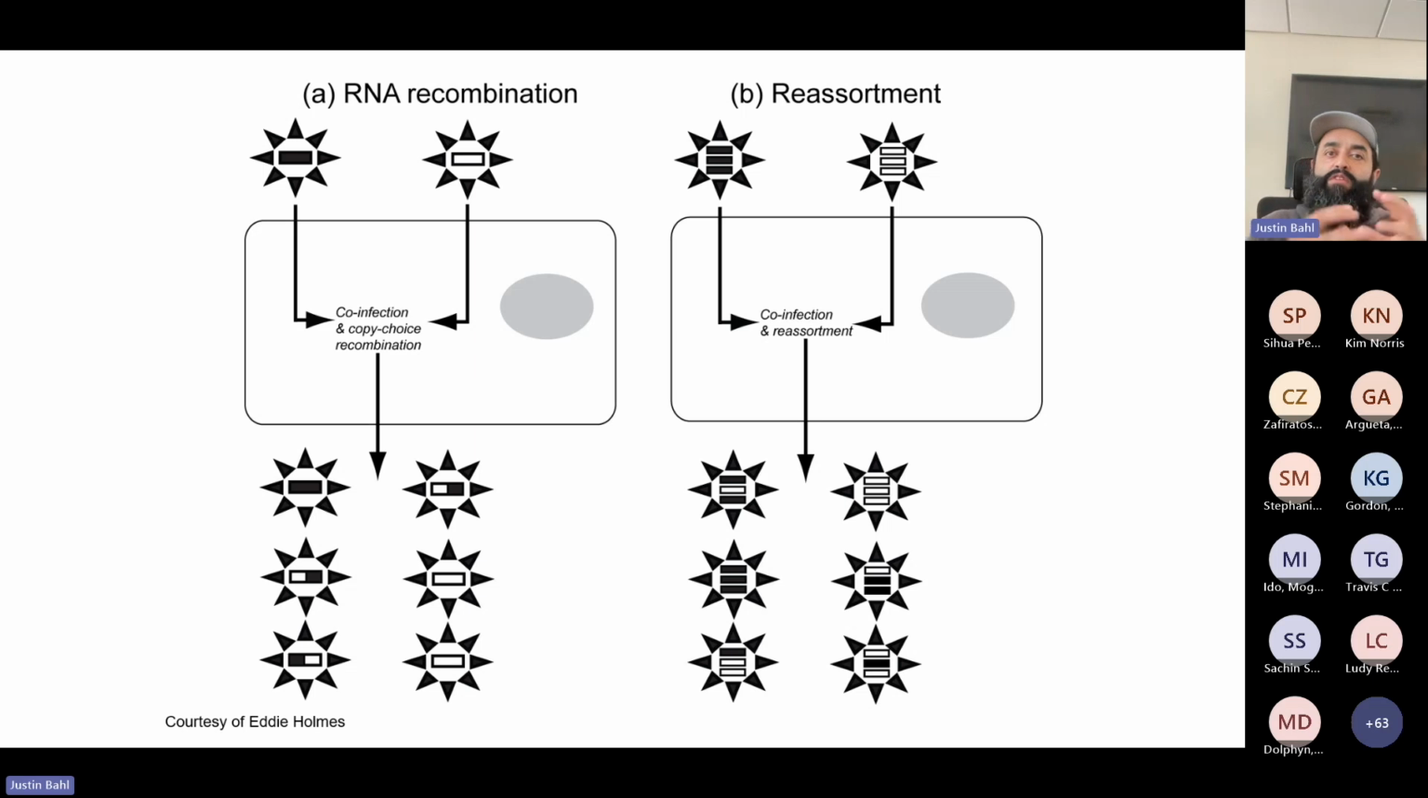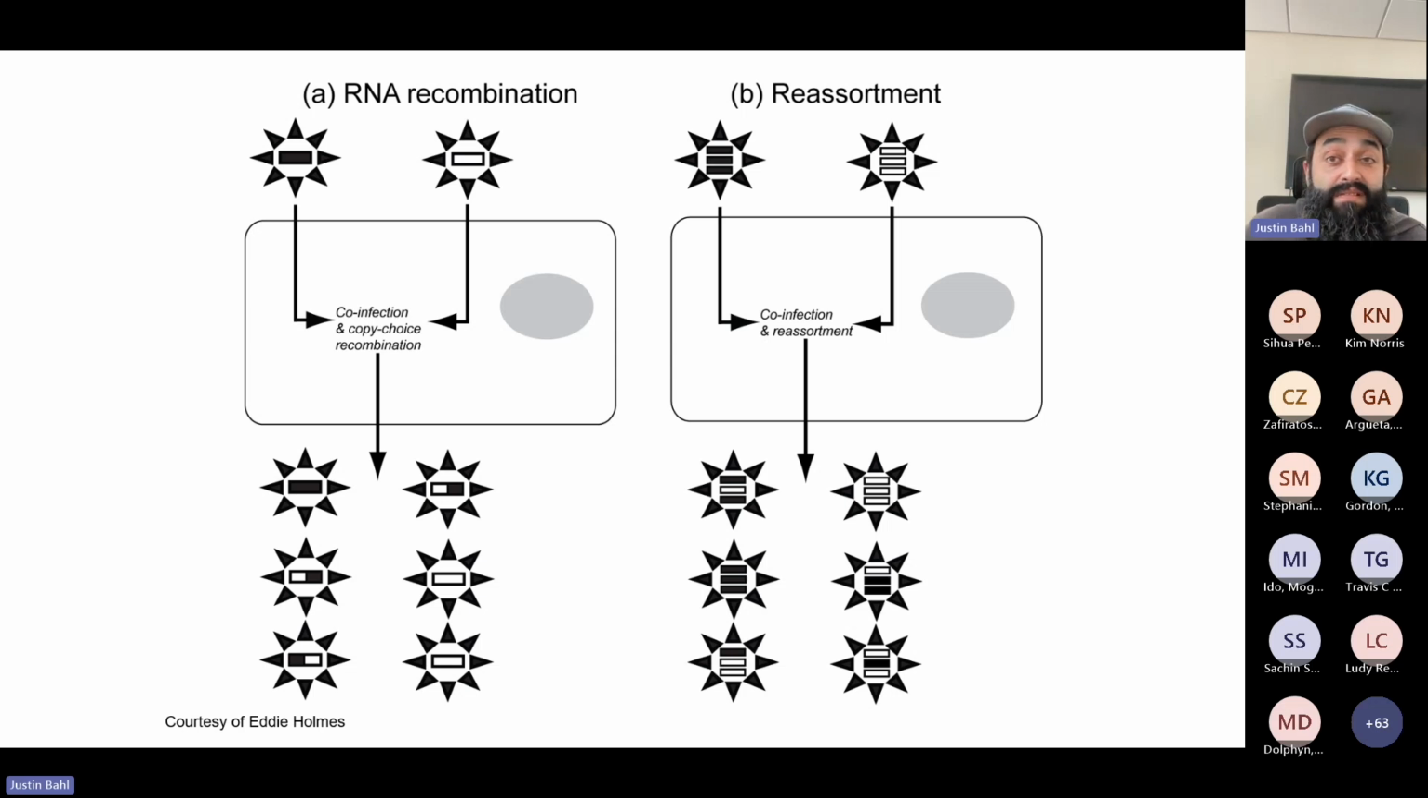In viruses, it's when two different viruses infect the same cell, and we have the exchange of gene segments either through reassortment or through copy choice slippage that allows recombination to happen. Recombination in viruses happens at a much lower frequency than reassortment does. But when recombination does happen, it can give rise to things like SARS-CoV-2. So it doesn't happen as often, but it does happen.